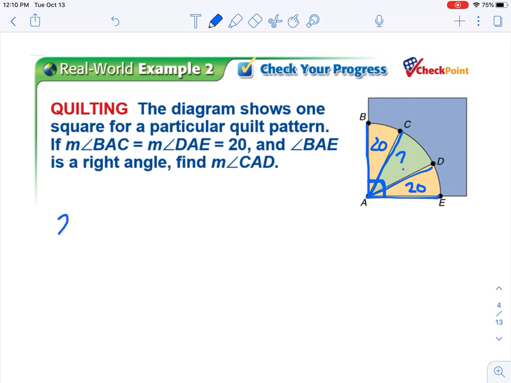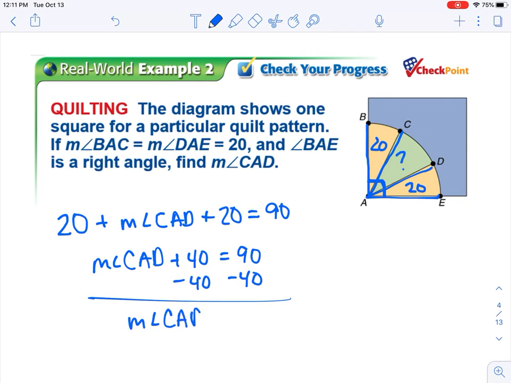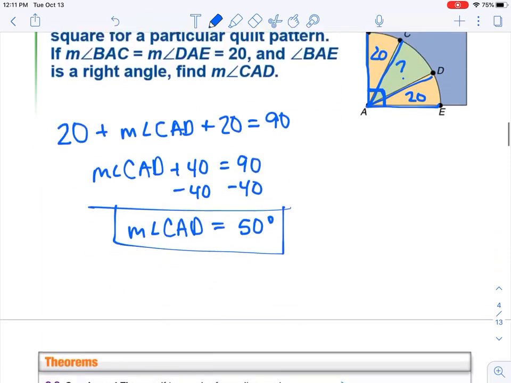So we can take, using angle addition postulate again, 20, plus the measure of the missing angle, plus 20, has to equal 90. And we can go ahead and solve. So we have the measure of angle CAD is equal to 50 degrees. We didn't have to write a reason, but it would just be angle addition postulate once again.